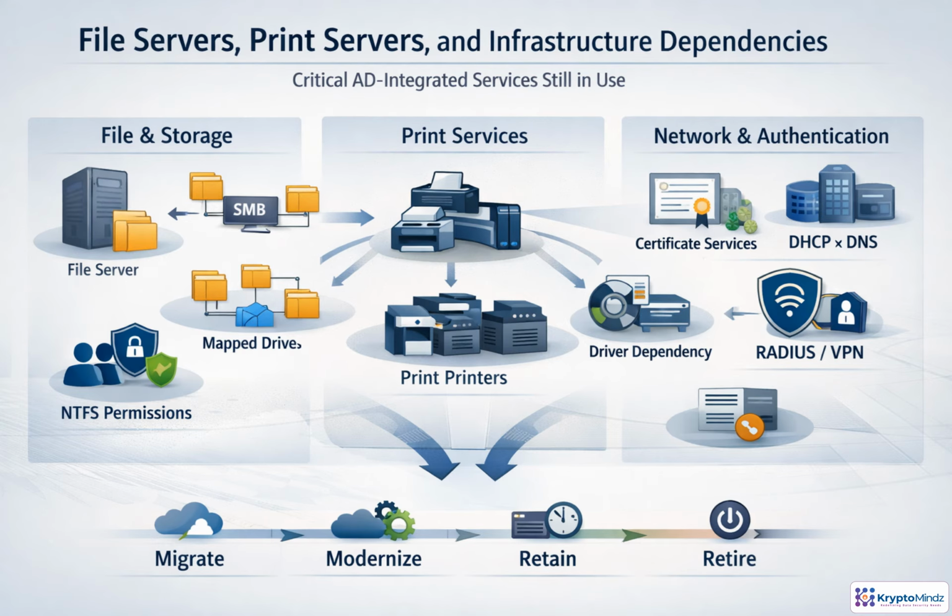An AD transition is not just about users and computers. Daily work may depend on file shares, mapped drives, DFS paths, NTFS groups, print queues, drivers, and group policy printer mapping. Network services matter too. DNS, DHCP, certificates, RADIUS, NPS, VPN authentication, and name resolution can all have hidden AD ties. For each dependency, ask what would break if AD changed tomorrow. Then choose a path. Migrate it as is, modernize it to a cloud or managed service, retain it temporarily with controls, or retire it because the business no longer needs it.